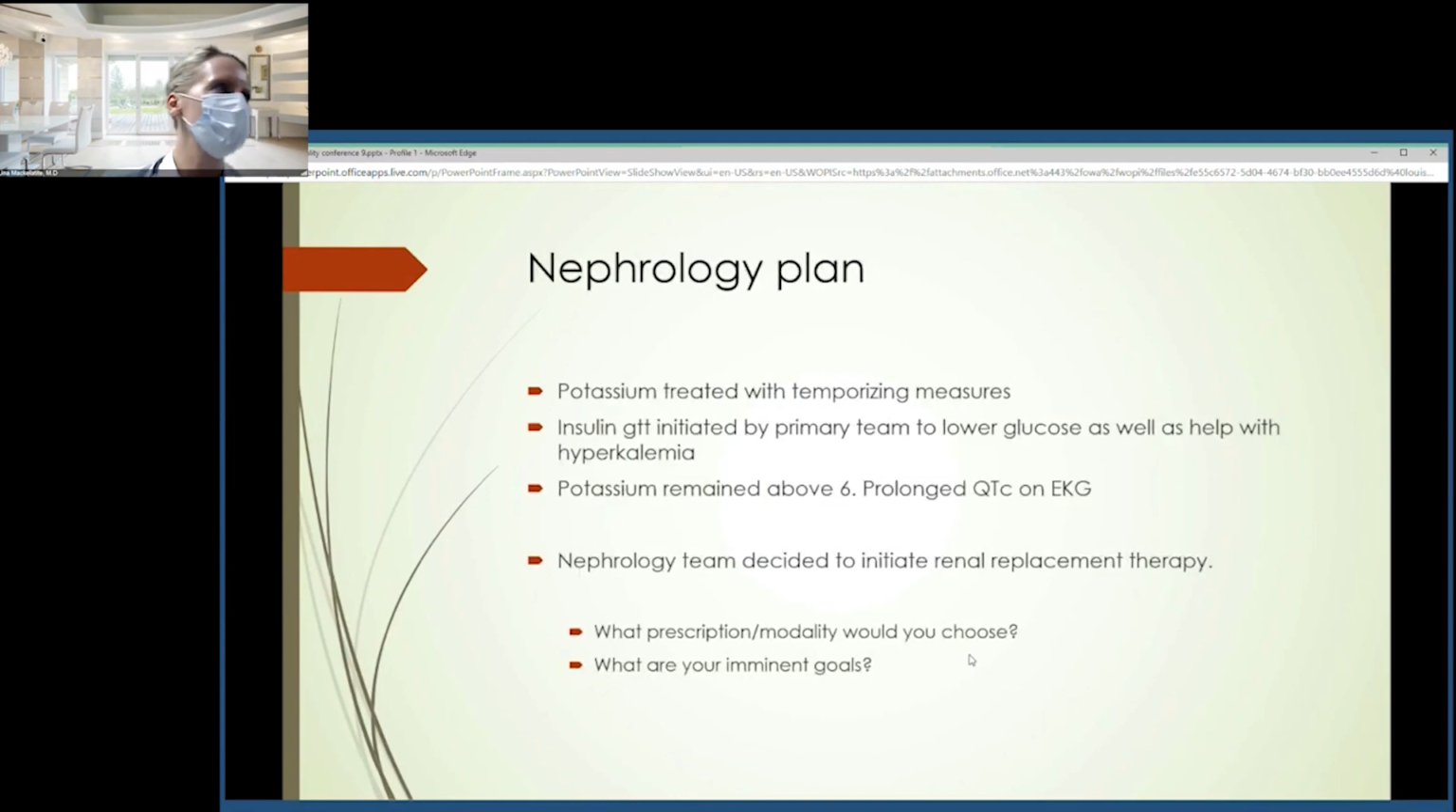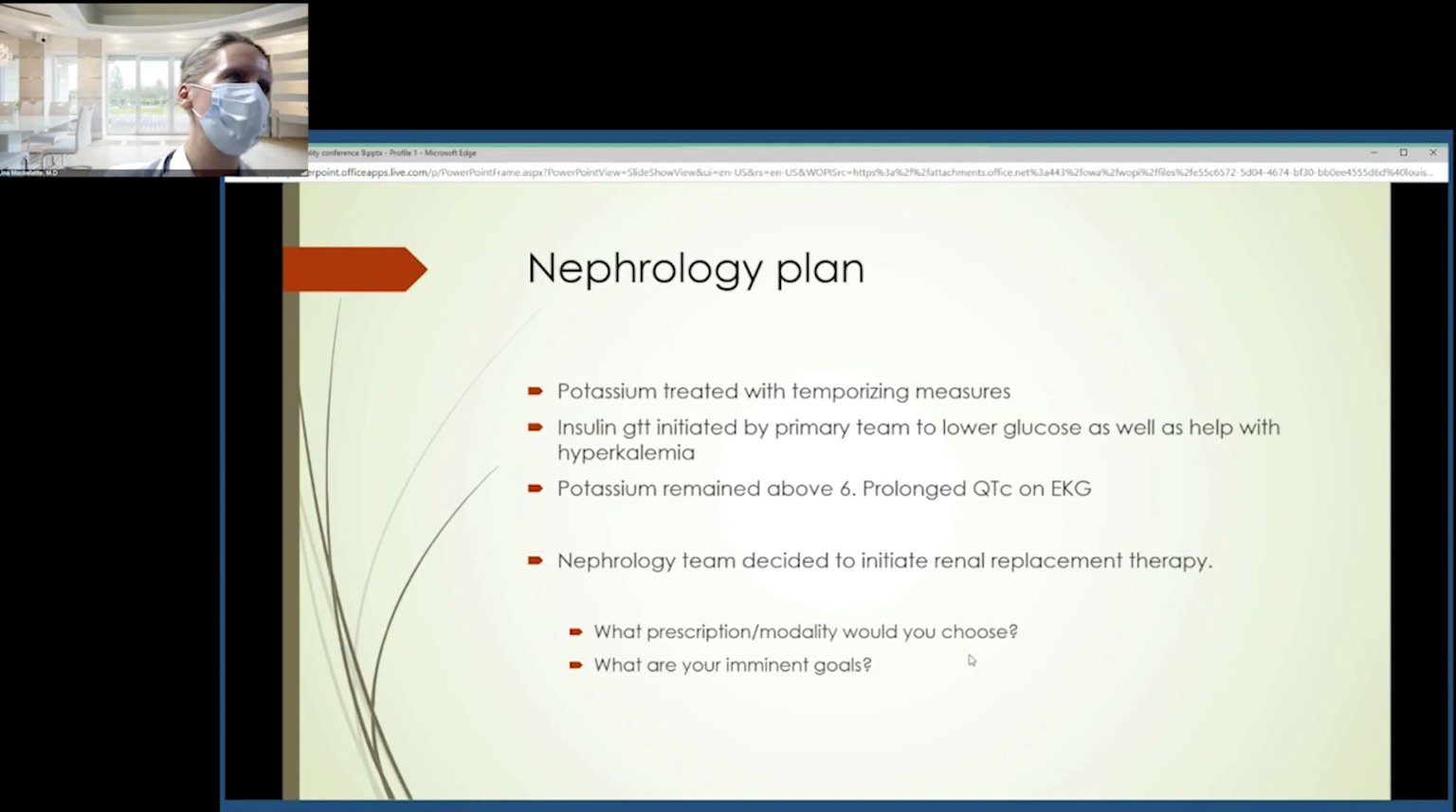We saw the patient, and we treated his potassium with temporizing measures. The primary team was managing his sugars. Whenever somebody does something else, we don't get in their way. We try not to. After he got so much fluid, they started him on an insulin drip, and the hope was that the insulin drip would help with his hyperkalemia as well.